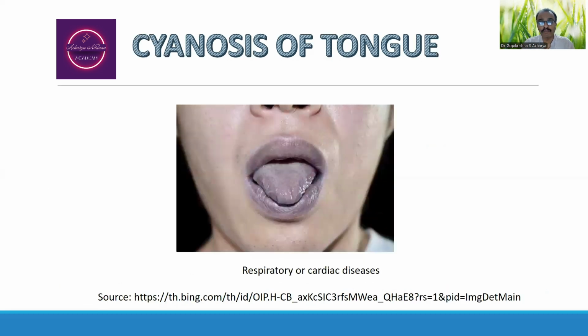This is considered to be the bluish discoloration of the tongue. This is just like when the person consumes jambu phala, the similar kind of discoloration will be observed. This is indicative of the excess presence of deoxygenated blood, which is specifically seen in major respiratory diseases or major cardiac diseases. This has been termed as central cyanosis.